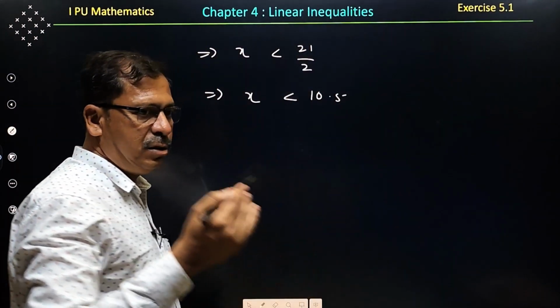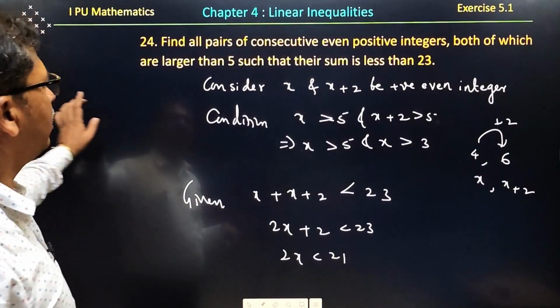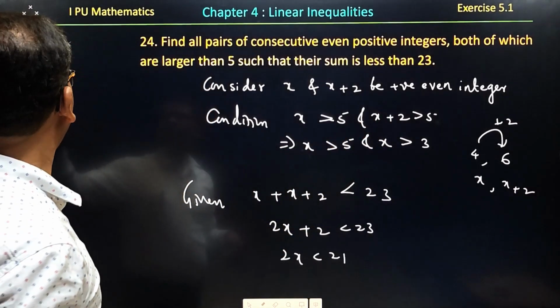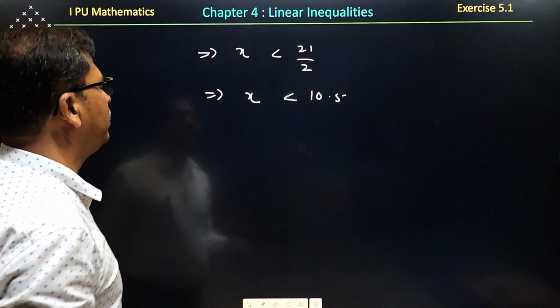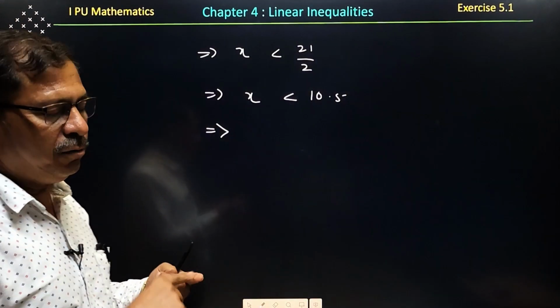Less than 10.5, greater than what? Greater than 5. So x is greater than 5. Both the conditions must tally. Greater than 5, greater than 3.